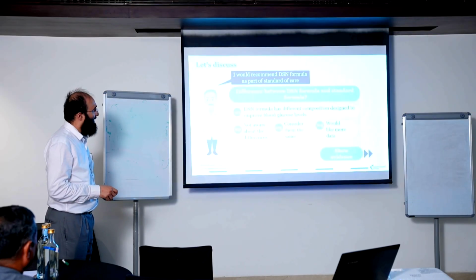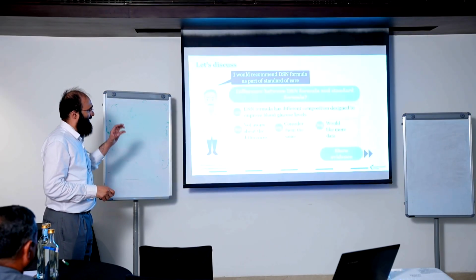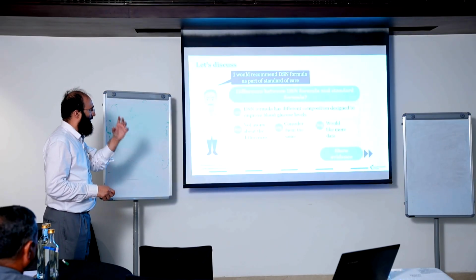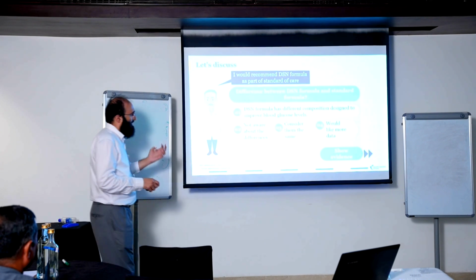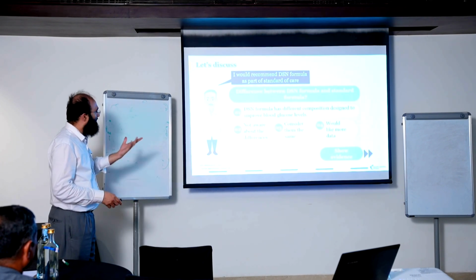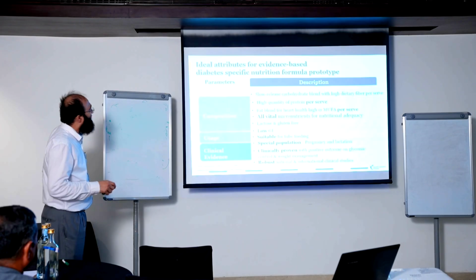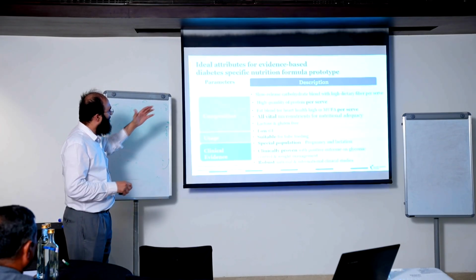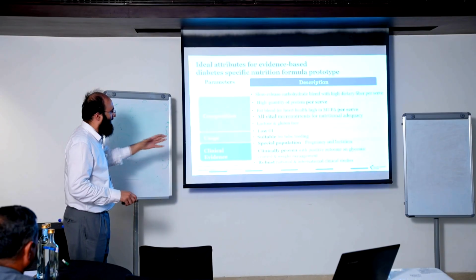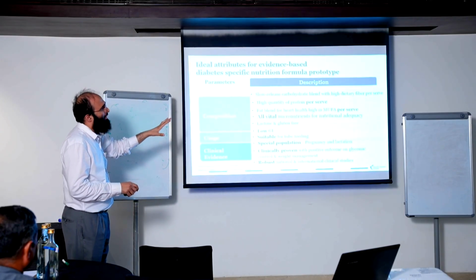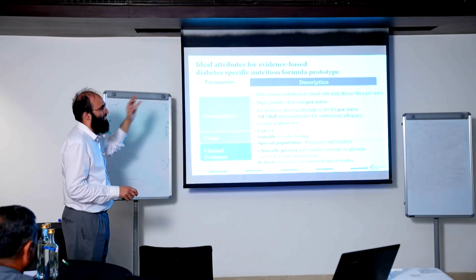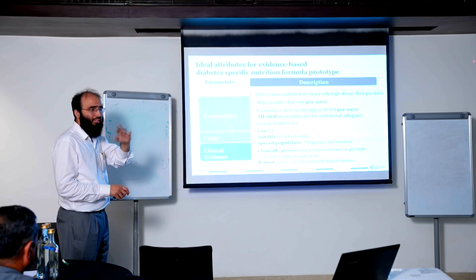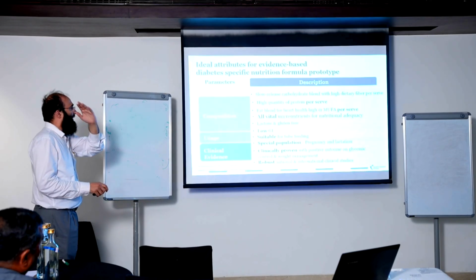Difference between DSN formula and standard formula: DSN formula has a different composition designed to improve blood glucose levels. Ideal attributes for an evidence-based diabetes-specific nutrition formula: you need composition, usage and clinical evidence. A slow release carbohydrate blend with high dietary fiber per serve takes care of constipation and takes care of the amplitude of excursion.